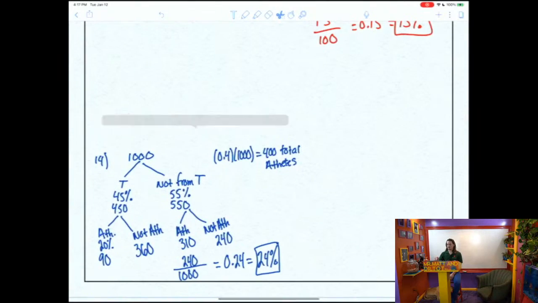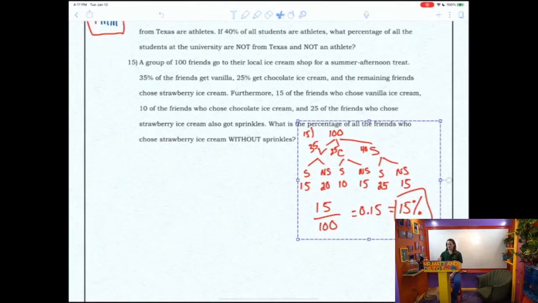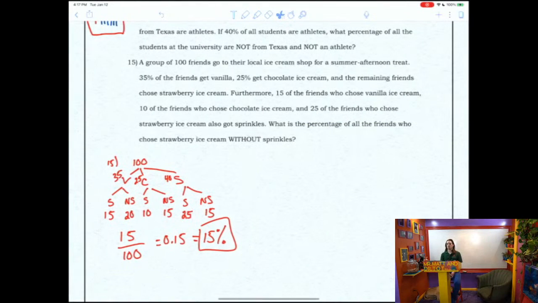Let me just move this over here so you can see it. The answer to 15, a group of 100 friends go to their local ice cream shop for a summer afternoon treat. 35% of the friends get vanilla, 25% get chocolate ice cream, and the remaining friends chose strawberry ice cream. Furthermore, 15 of the friends who chose vanilla ice cream, 10 of the friends who chose chocolate ice cream, and 25 of the friends who chose strawberry ice cream also got sprinkles. What is the percentage of all the friends who chose strawberry ice cream without sprinkles?